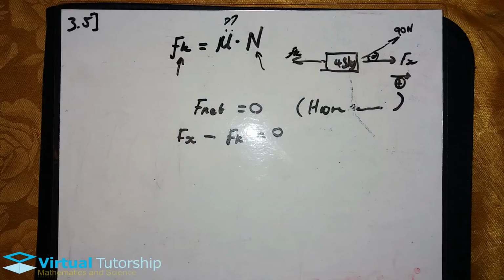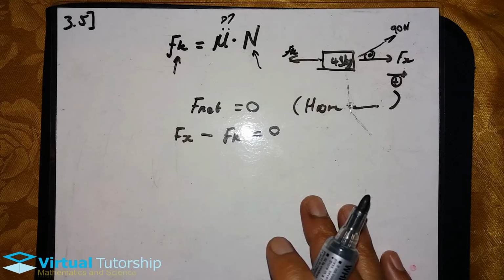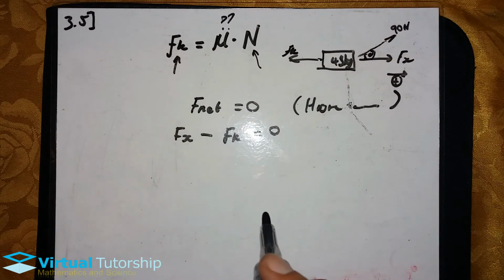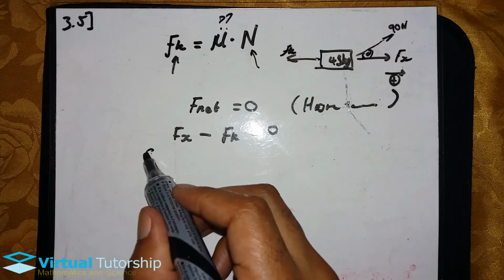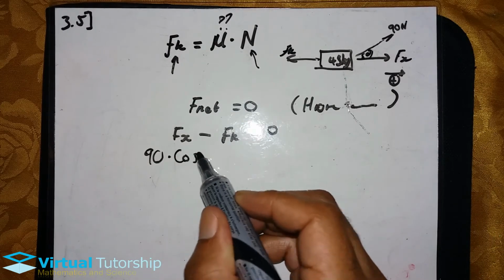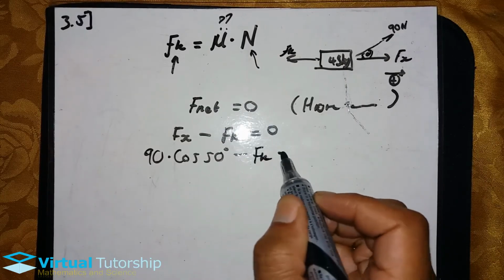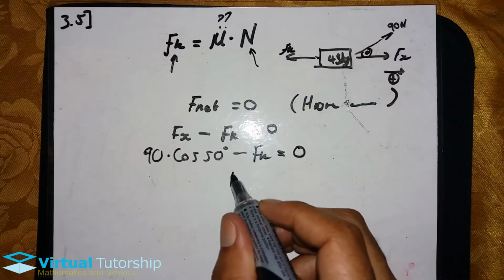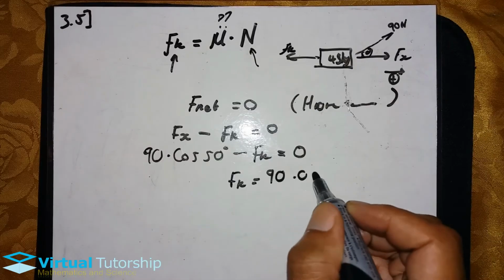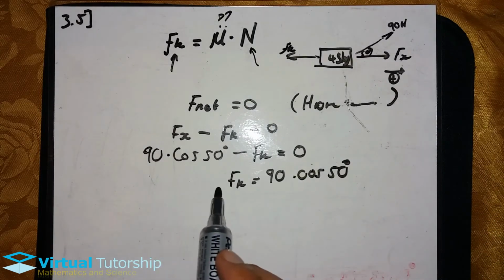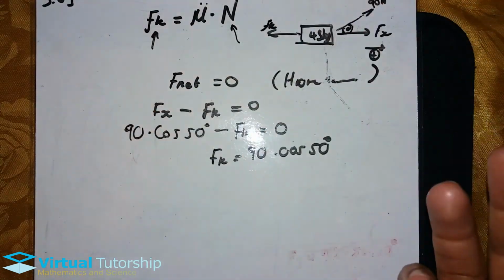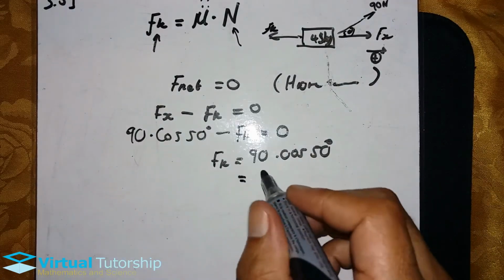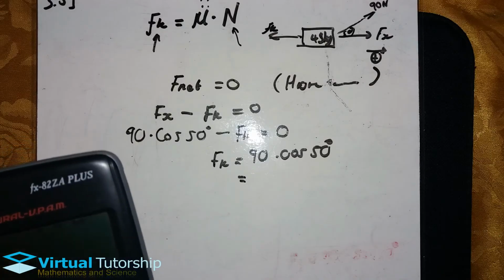Now Fx we calculated previously, in the question asking to calculate the magnitude of the horizontal component of the applied force, 3.3. Damn it, I don't remember that value either. But anyway, let's recalculate it: it's going to be 90 times cos 50 degrees minus Fk. So we want to calculate Fk first. So Fk is equal to 90 times cos 50 degrees. In other words, Fk is equivalent to Fx. So these forces are equal, and they cancel each other out. That's why the object moves at a constant velocity, because our F net is equal to 0.